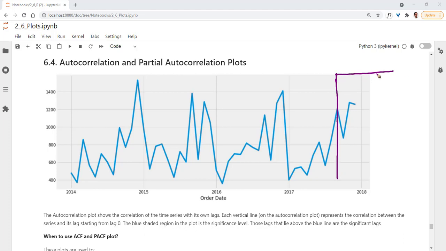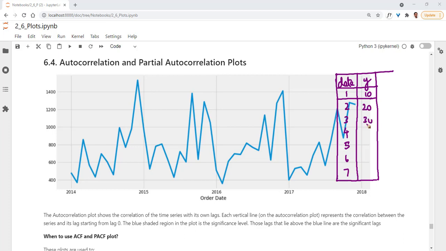To analyze the relationship between the series and its own past values, we will create something called the lag of the series. So you have the date. For the sake of simplicity, I'm going to just call the dates 1, 2, 3, 4, and so on, 7 different days, and we have the corresponding values. Let me keep it like this for understanding purposes. So we have 10, 20, and so on till 70.